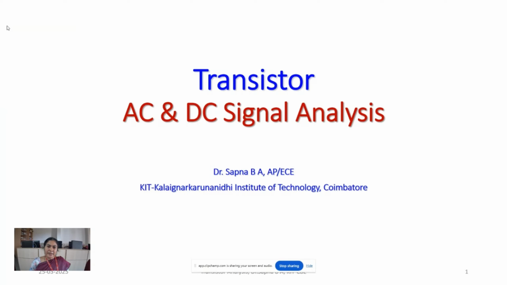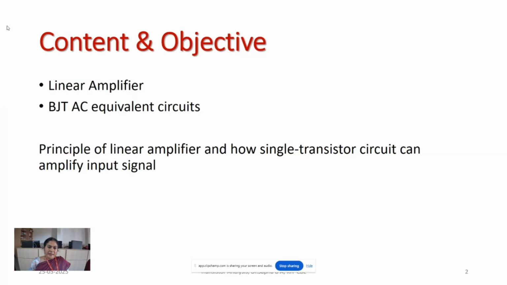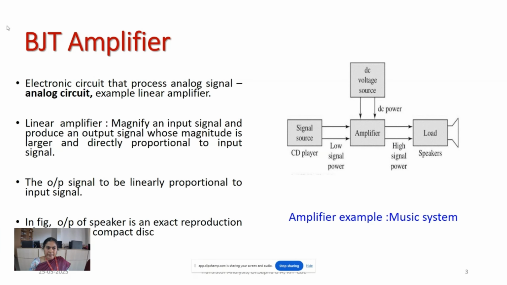Today we'll discuss the transistor and how signals are analyzed using a transistor. The main objective here is to understand how the transistor can act as an amplifier. The main purpose of any transistor is basically the amplification of any input signal.